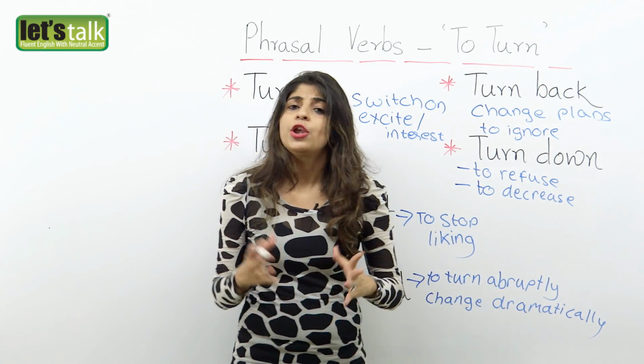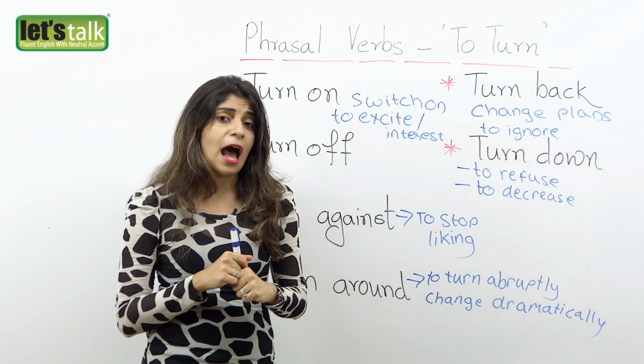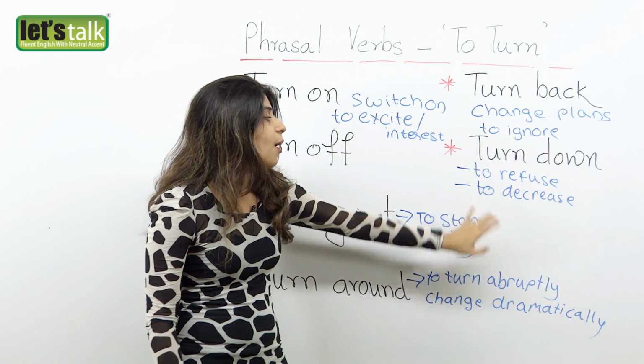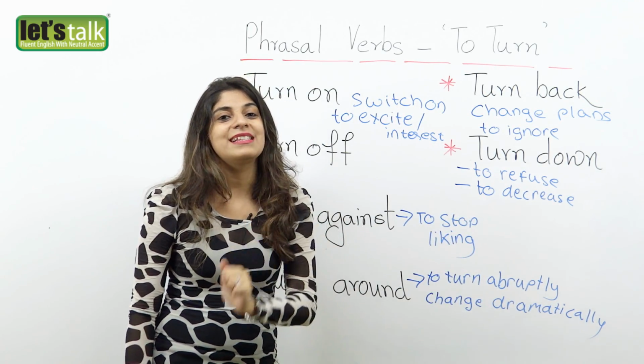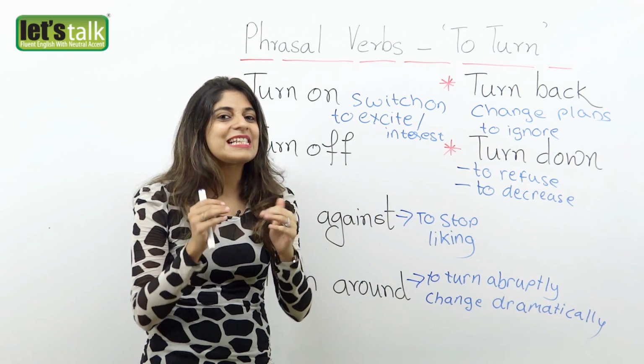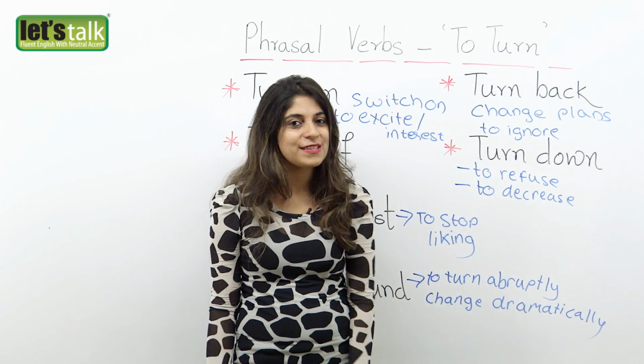Or probably you are grilling chicken and now you see it's pretty much grilled, it's nicely roasted. So you would say, oh, could you please turn down the temperature of the griller? Okay, so this is the way you would use this phrasal verb.